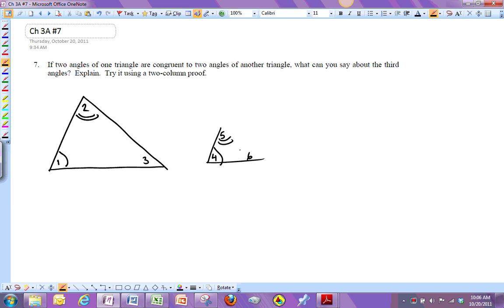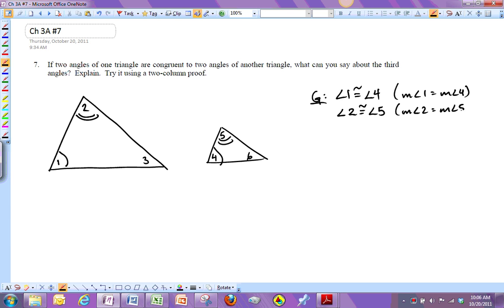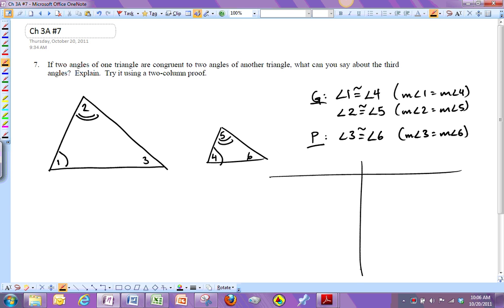Okay. So our given here is that angle 1 is the same as angle 4, and angle 2 is the same as angle 5. Or m angle 1 equals m angle 4, m angle 2 equals m angle 5. And what we're trying to prove is that angle 3 is the same as angle 6, or m angle 3 equals m angle 6. Okay, so let's do a proof for this. Statements, reasons.